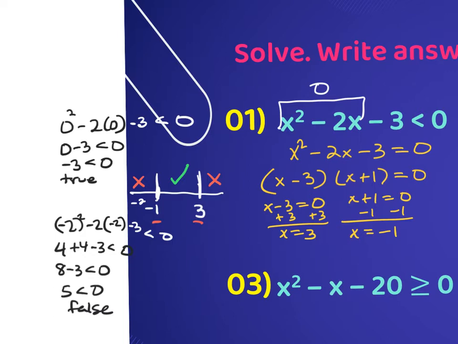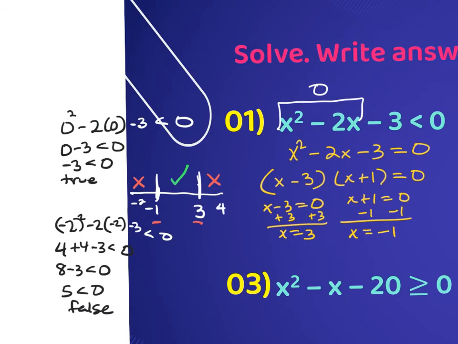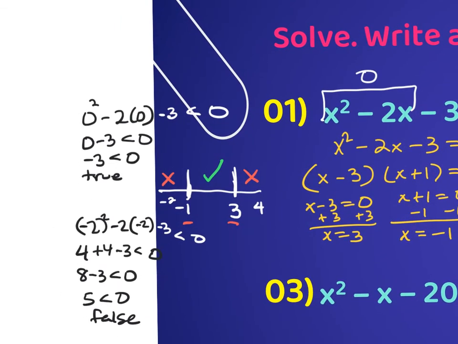Let's say you didn't want to plug in the negative number. You wanted to plug in positive 4. So you picked the number that was bigger than the 3. So from this section, then I would have gotten 4 squared minus 2 times 4 minus 3 less than 0. 16 minus 8 minus 3. 16 minus 8 is 8. Minus 3 is 5. Again, it's false. So that's why this section here also got the X.